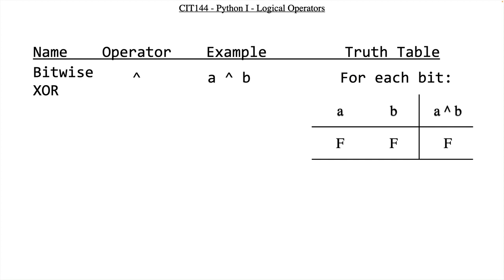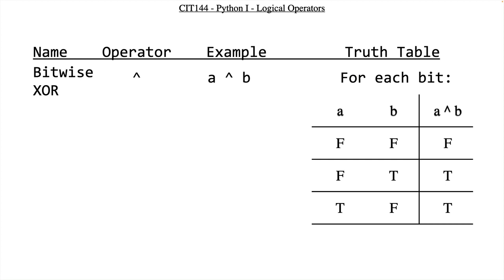Neither value is true here, so the result of A ^ B is going to be false. Here B is true, so the result is true. For the next one, A is true, so the expression is true. So A or B is true, but not both. And in the last case, we do have true and true, so that's going to evaluate to false. Like I said, that was a really quick discussion on logical operators in Python.